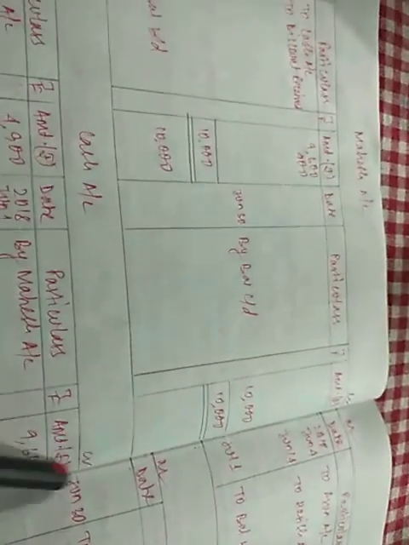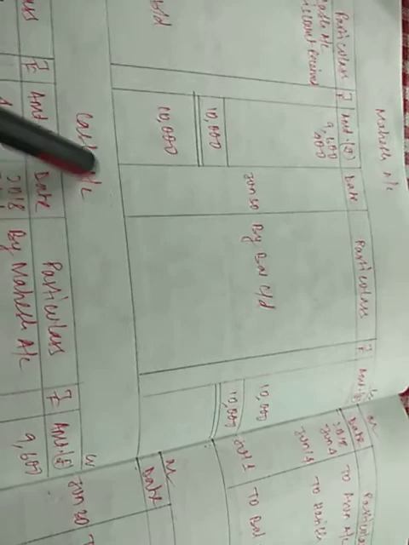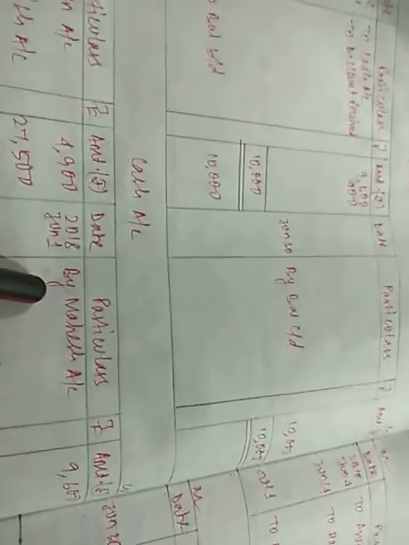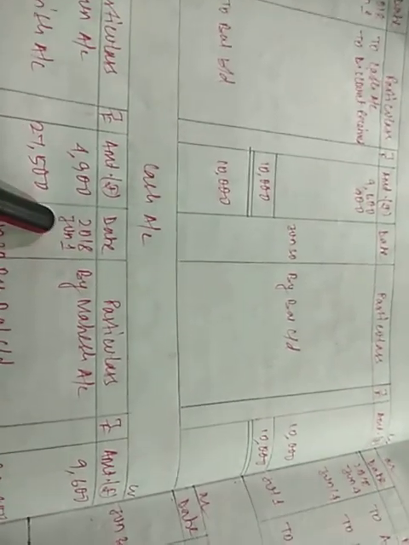So we'll go to cash account. This is cash account number 2. Cash account is credited. We'll go to the credit side. So the entry will be made on the credit side. So cash account credited by Mahesh account. Cash account is credited by Mahesh account on 2018 June 1st, and the amount was 9600.